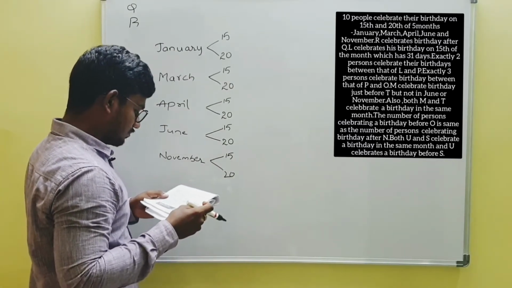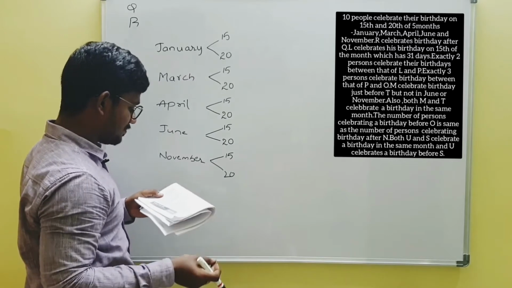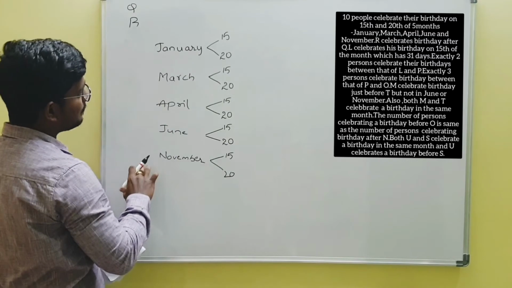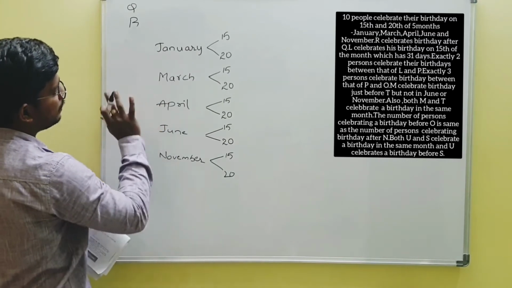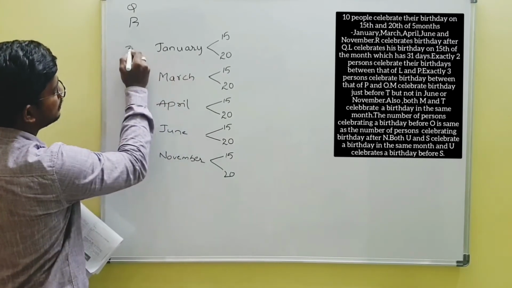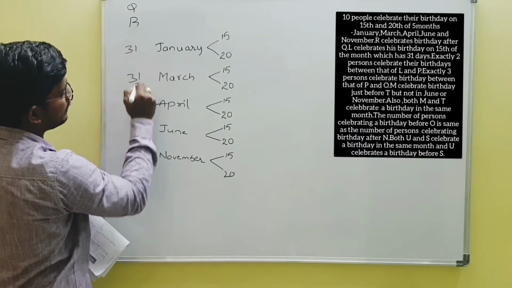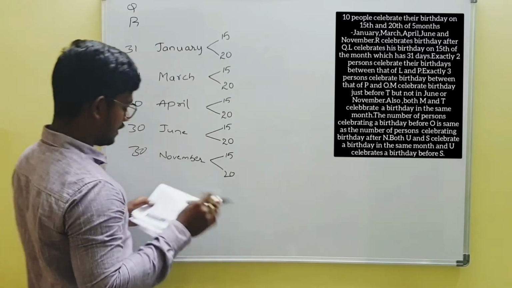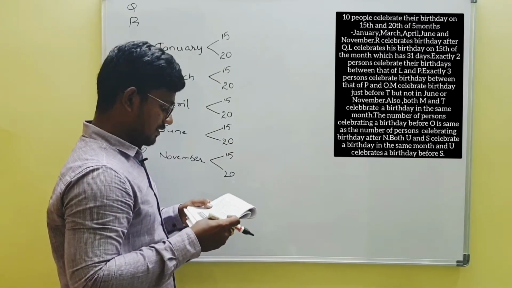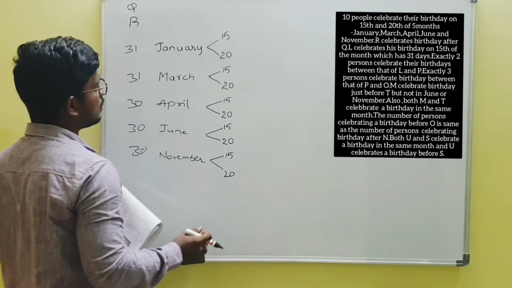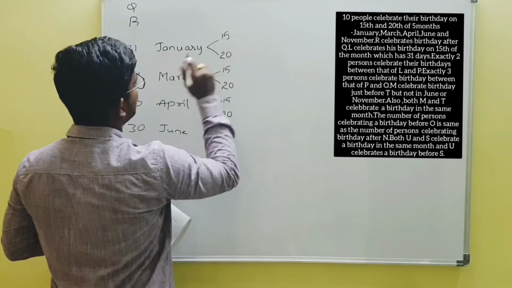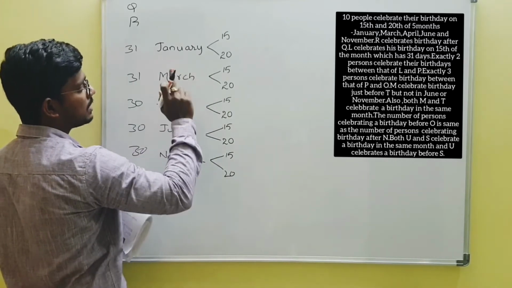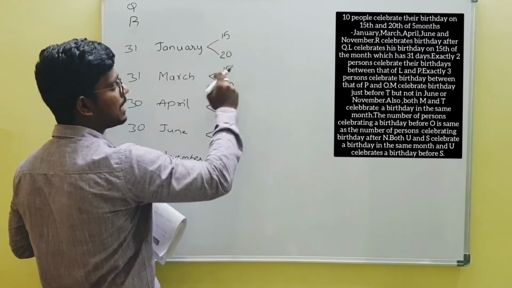Okay. And next, L celebrates his birthday on the 15th of the month, which has 31 days. In these given 5 months, we have 31 days for only 2 months, which are January and March. So these 2 months have 31 days and the remaining 3 months have 30 days. So L has to celebrate his birthday in January or March. He must have his birthday on January 15th or March 15th.